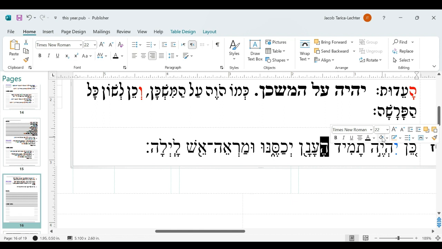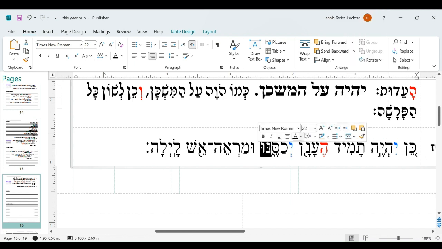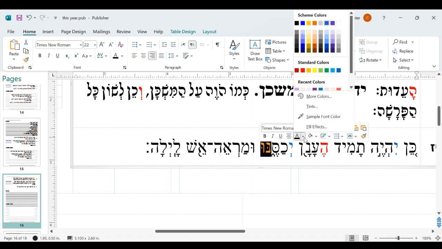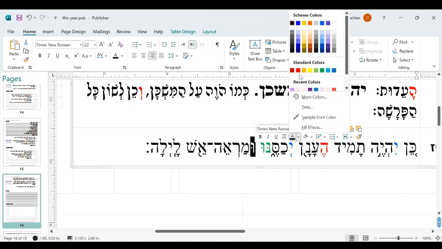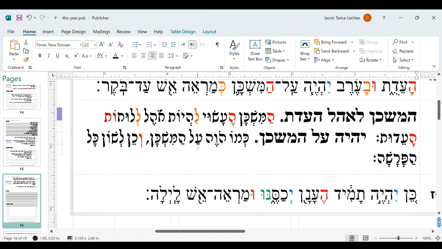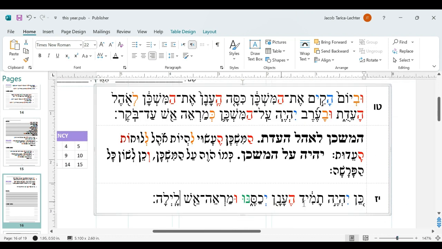He'anan, this is the cloud, yechasenu. So here, kisa once again means cover. And the ending here is a little bit more rare. The cloud will cover it. Umar'eh esh laila. And an appearance of fire at night. So there's our three psukim. Go practice.